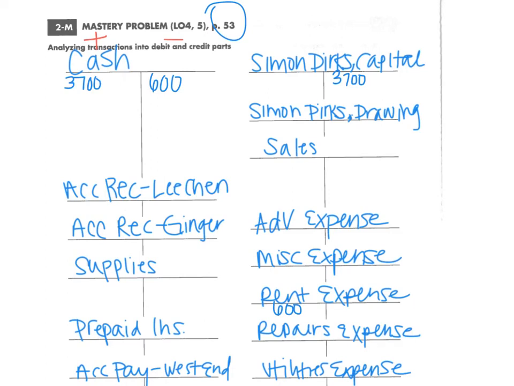Remember that expenses are always debits because they decrease owner's equity. You're taking money out of your equity to pay for something. Alright, so then you're just going to continue listing out the rest of these T accounts and then recording those transactions.